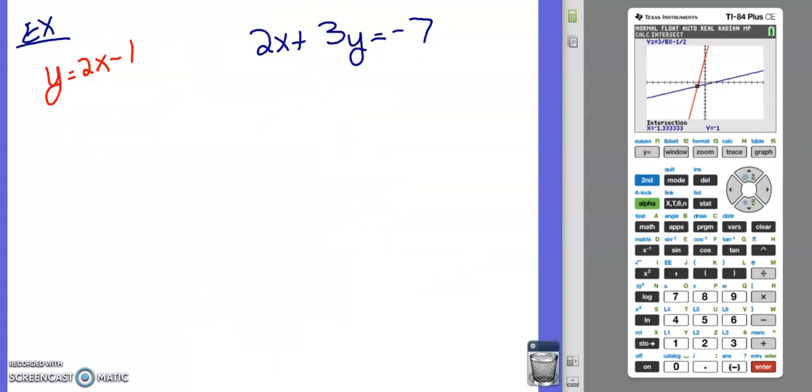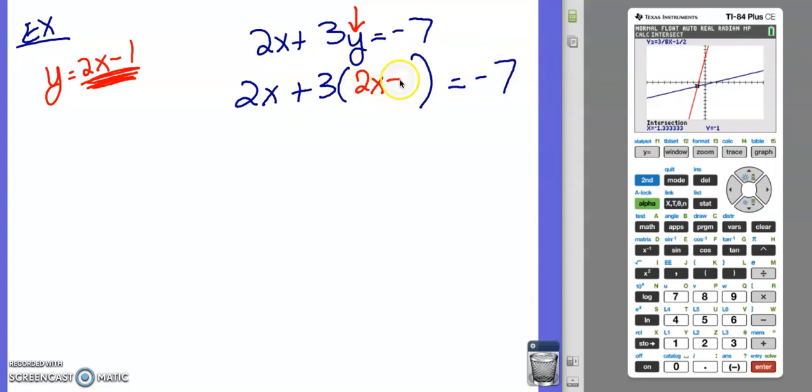So let's look at another illustration here. Here I have y equals 2x minus 1. And again, notice it gives me this is what y equals, so I'm going to substitute that in where y equals. And so 2x plus 3y equals negative 7. And I'm going to substitute all of this in. 2x minus 1.